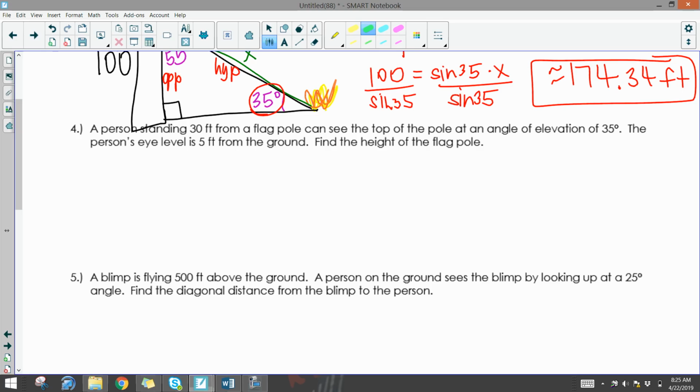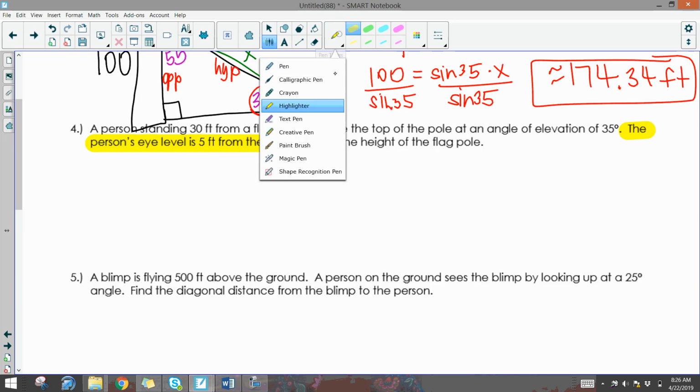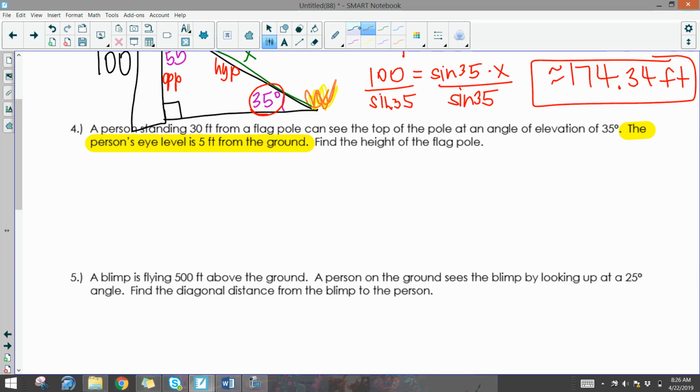But here, this sentence right here goes out of the way to state that the person's eye level is 5 feet from the ground, so we need to take that into account. And it says find the height of the flagpole. So you have a person and you have a flagpole. It says in the question, they're 30 feet from the flagpole. So that means this is our 30, and we know that the flagpole stands upright. And they can see the top of the pole at an angle of elevation of 35 degrees.